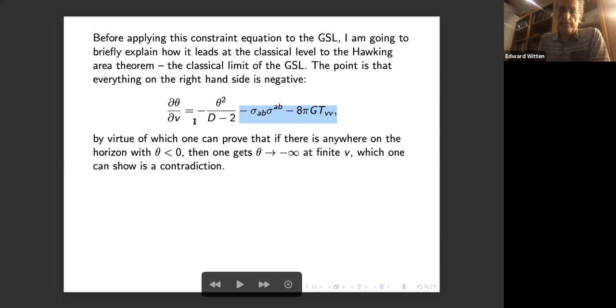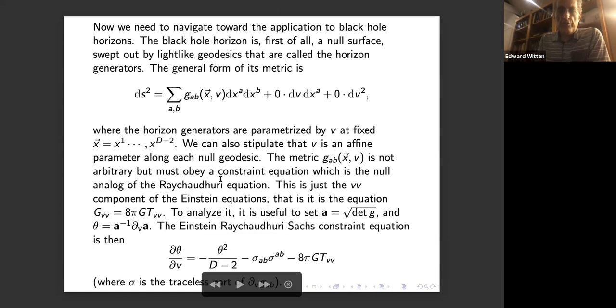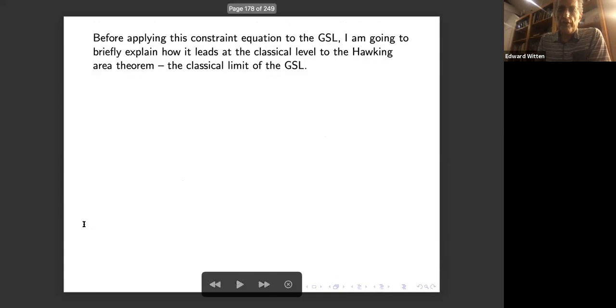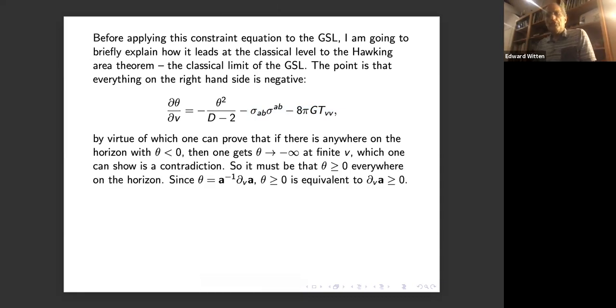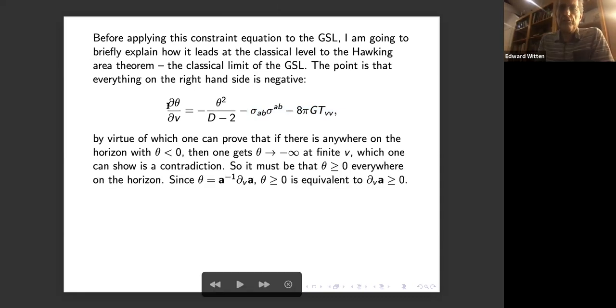But remembering the definition of theta in terms of the derivative of the square root of determinant G along the horizon, you'd be suspicious of theta going to minus infinity. And you can actually show it can't go to minus infinity. So since this would happen to us if theta was ever negative along the horizon, it must be everywhere non-negative along the horizon. But since theta was defined as A inverse dVA, non-negative theta means that dVA is non-negative.